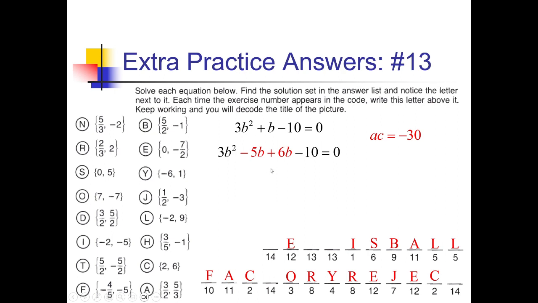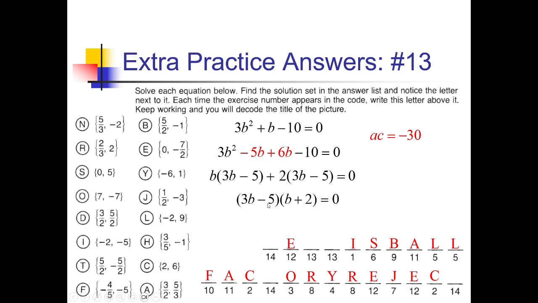On to grouping. For the first 2 terms, I'll take out a b, leaves me with 3b minus 5. For the next group, I'll take out a 2. That's also going to be 3b minus 5. 3b minus 5 is our common factor that we can pull out. B plus 2 is the other factor then. Setting each of these equal to 0.